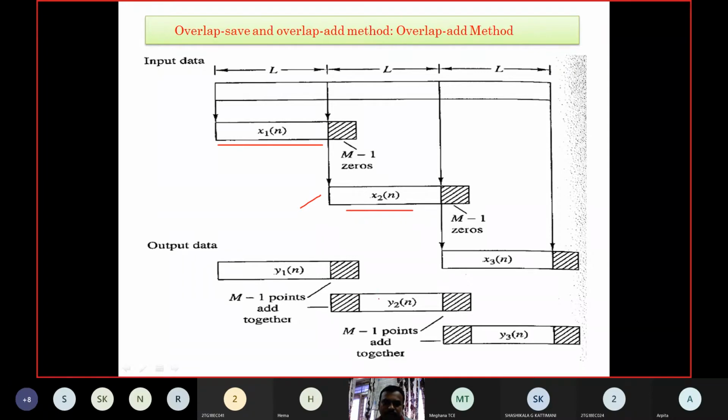If you consider y2 as the present block, then it adds the M minus 1 bits from the end of the previous block. Similarly, for y3, the first M minus 1 points are added with the last M minus 1 points of the previous block. So it goes on calculating. Finally, we merge all y blocks so that we get the final answer, the convolution of x of n with h of n.